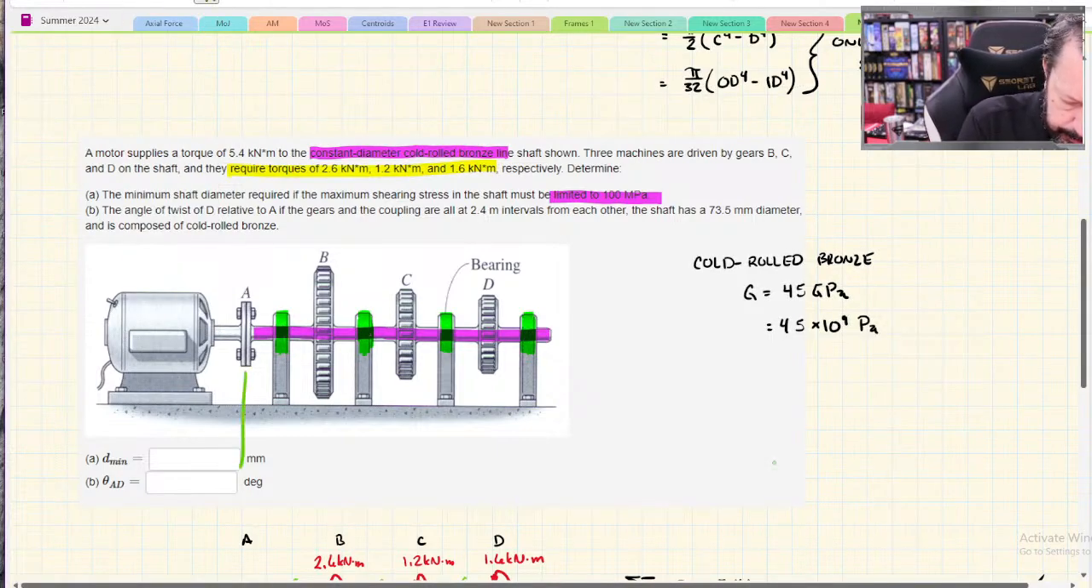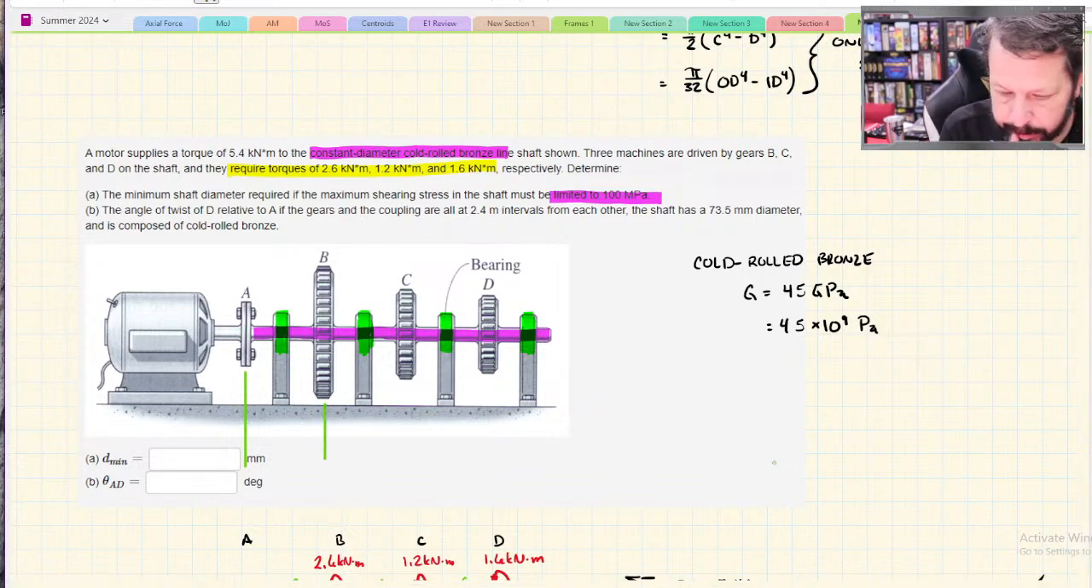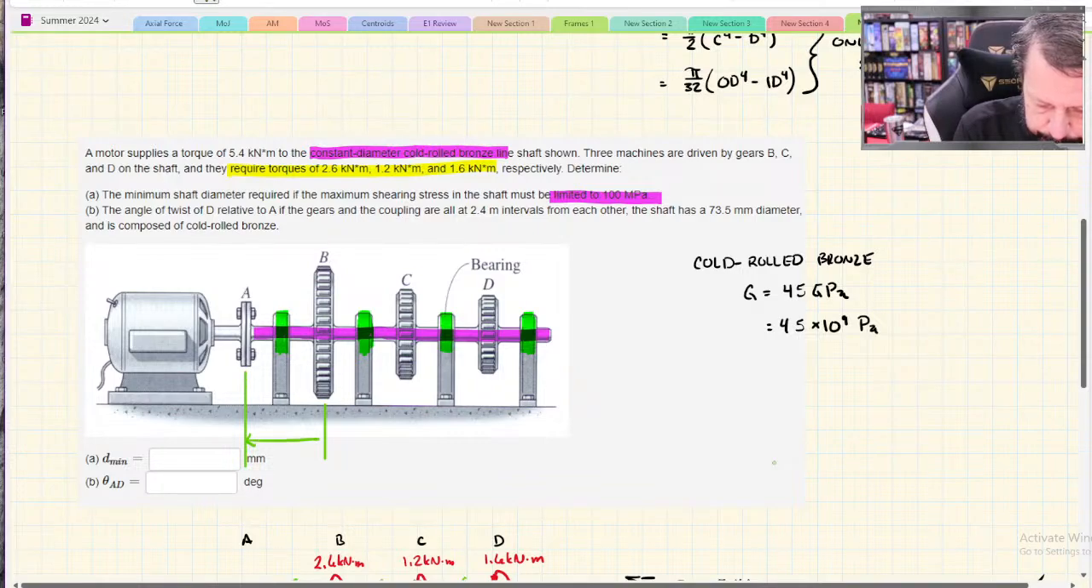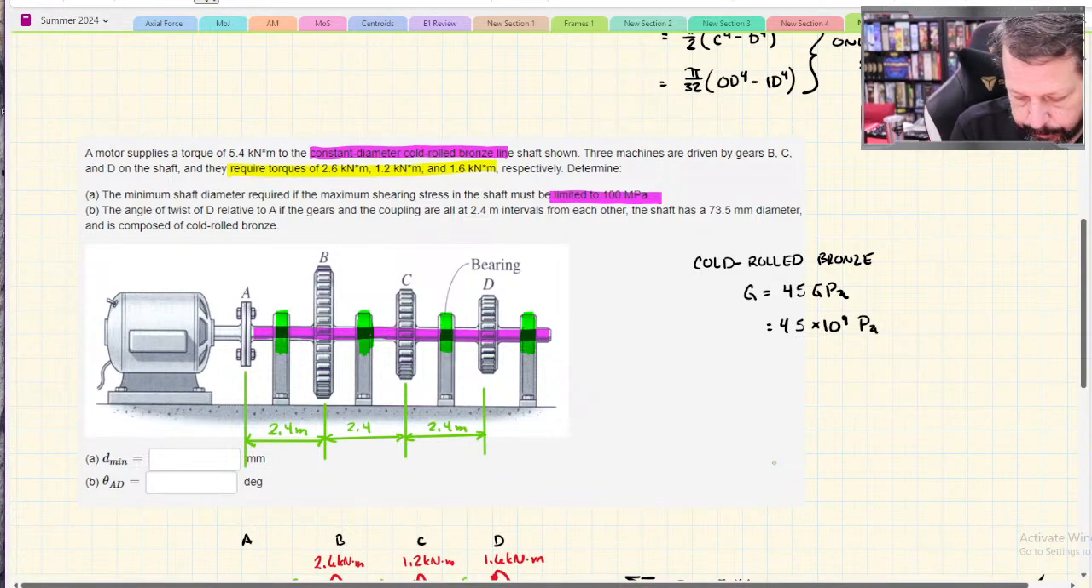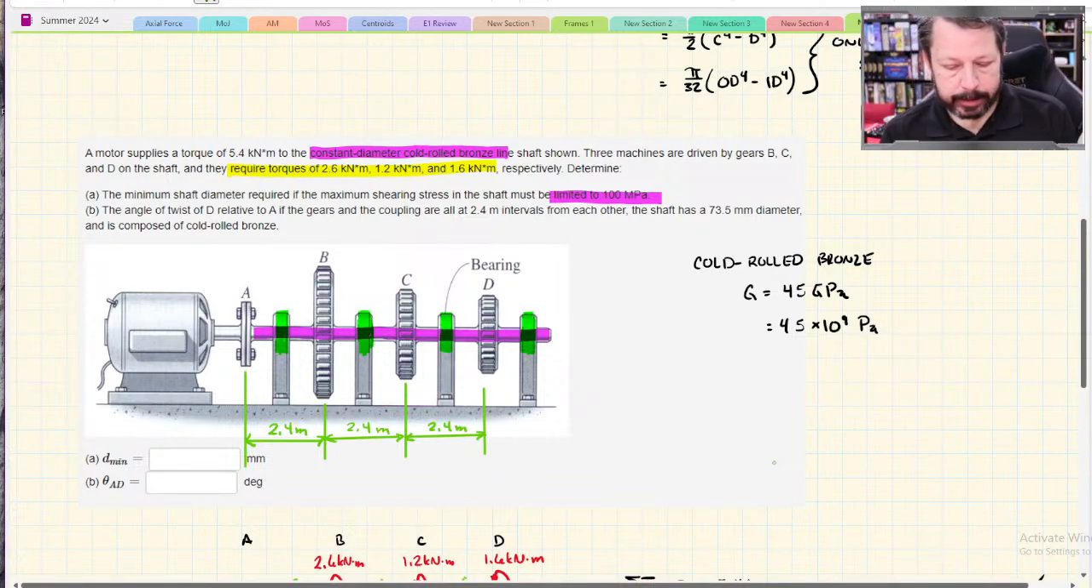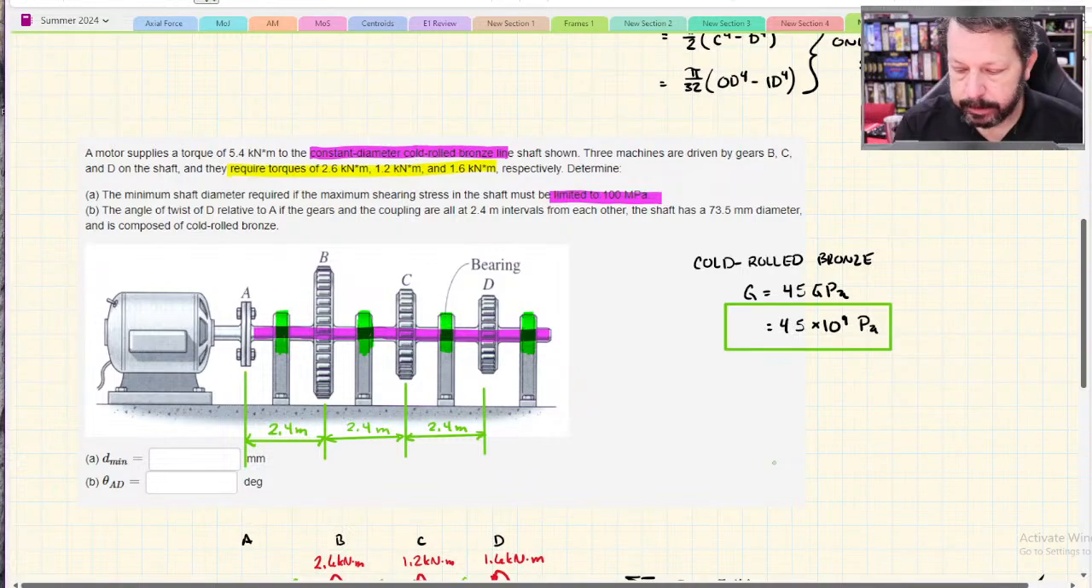this distance is whatever, that's the interval. And it told me that it was 2.4 meters. And same for this. Remember, we need that because the angle of twist equation has length in it. And so these are going to be the lengths that the equation needs. Okay. And then they give us the material property for that cold rolled bronze.